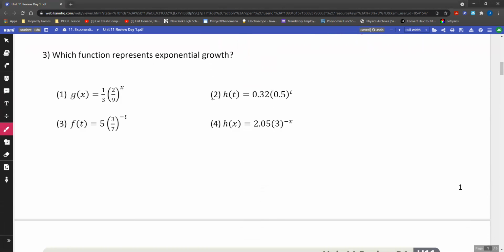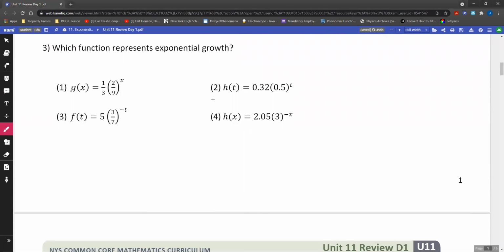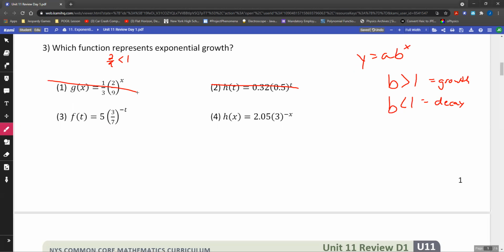Going down to number 3, they want to know which one represents exponential growth. Remember, when we have an expression like this, if b is greater than 1, that's growth. If b is less than 1, that's decay. So from here, I can see that 2 is definitely a decay relationship. 2 to the 9th is definitely going to be less than 1. So that one's also decay.